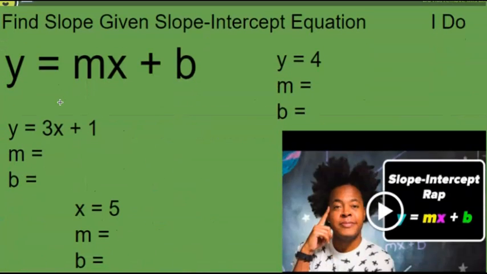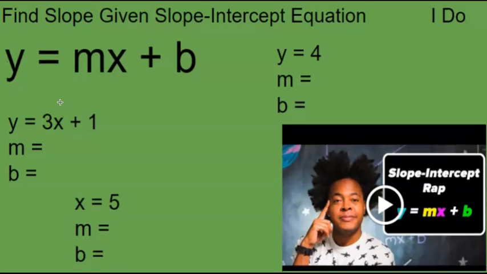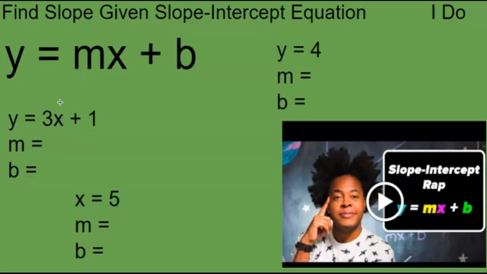Find slope given slope-intercept equation. So we have y equals mx plus b. I have 3 different examples on this page. We have y equals 3x plus 1. The slope would be 3, and the b would be 1. Then we have x equals 5. That's a vertical line. We have no slope, it's undefined. And then the b would be none.